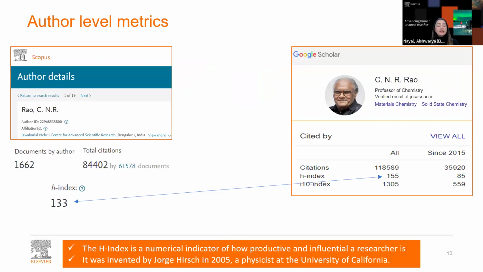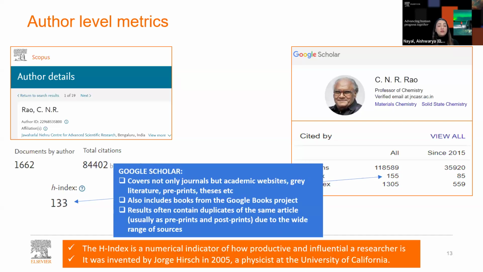Now, H-index is available both on Scopus and on Google Scholar. I have taken examples and screenshots from both. The author's H-index from Google Scholar is 155, while from Scopus it is 133. Why is that? Because Google Scholar covers not only journals but also academia websites, grey literature, preprints and theses. It also includes books from the Google Books project. So results often contain duplicates, hence an inflated H-index.